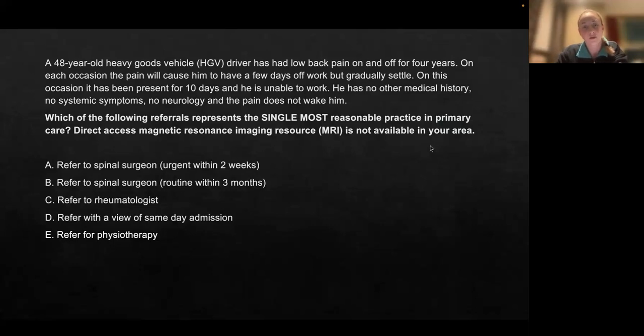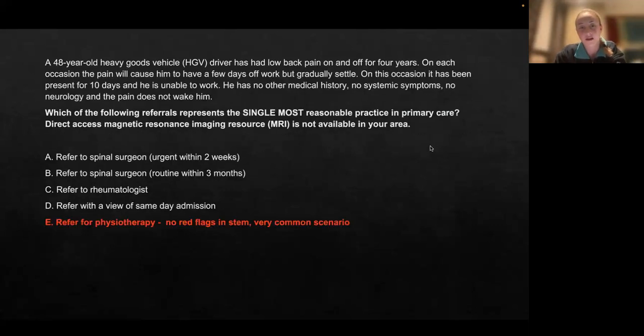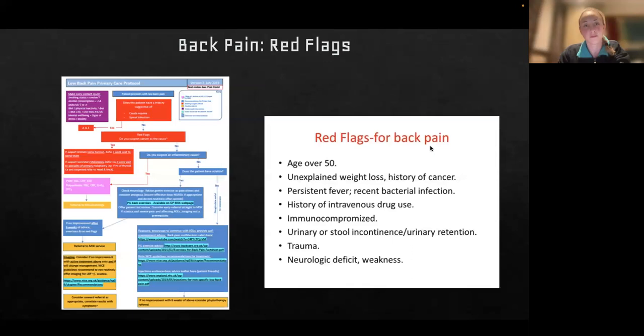Okay, so the answer to this one is refer for physiotherapy. And this is a very typical history that someone might give for MSK back pain. With no red flags, your first line treatment is going to be physiotherapy. You may want to prescribe someone painkillers as well, depending on how severe the pain is, but physiotherapy is the first line treatment for this kind of back pain.